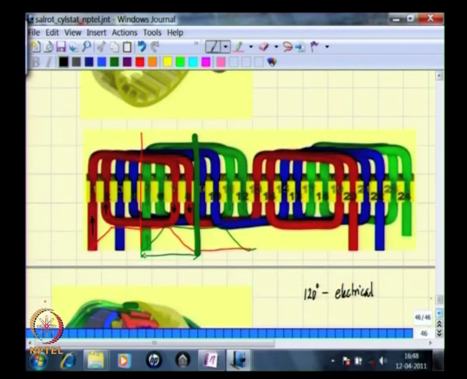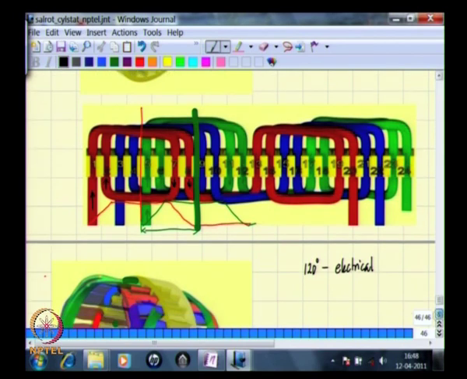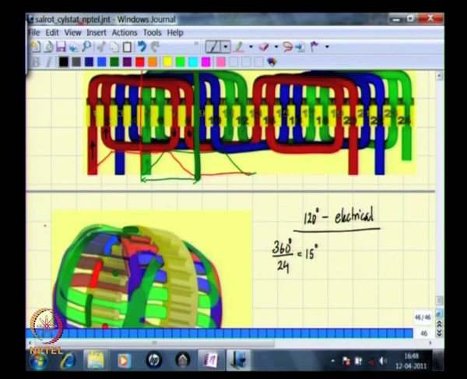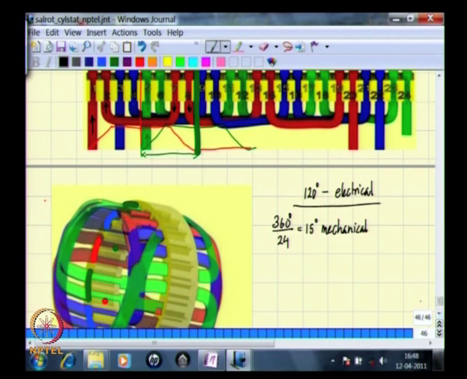Now, if you look at this arrangement, you can see that there are 24 slots in 360 mechanical degrees, and therefore, the slot angle will be 360 degrees by 24, which is 15 degrees. So, this is 15 degrees mechanical. Being a 4-pole machine, this is also equivalent to 30 degrees electrical.